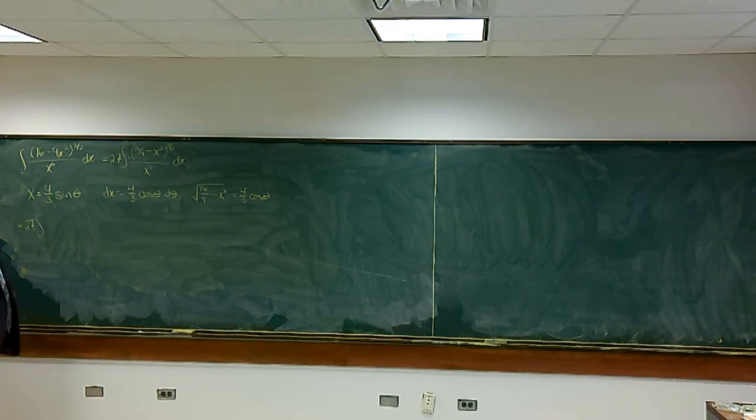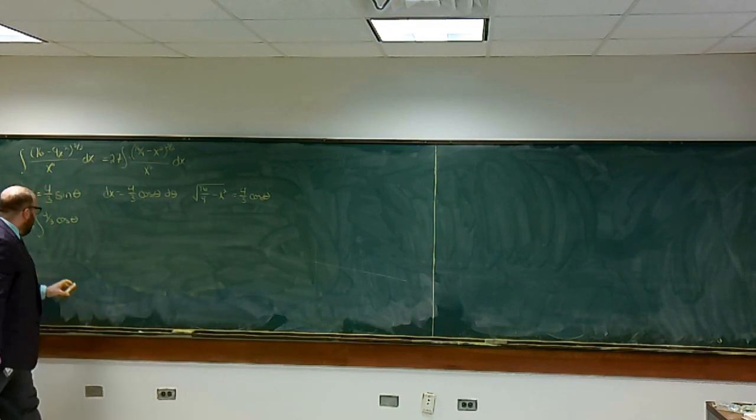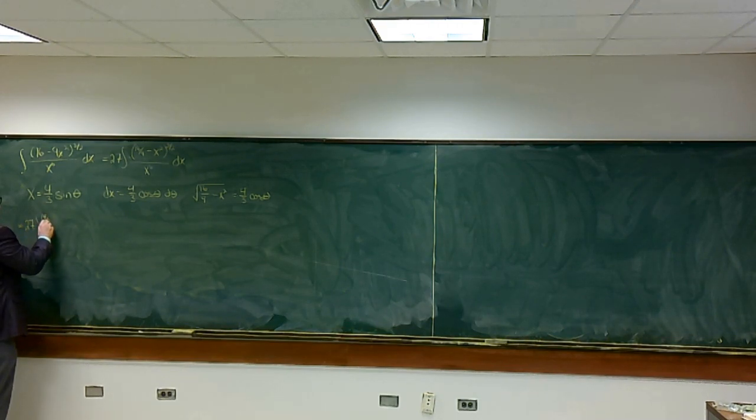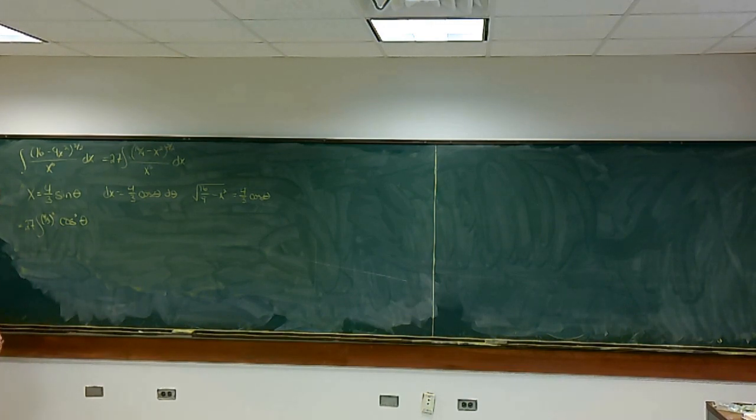So it would be 4/3 cosine theta, raised to the 3/2 power. Not third, third power. Okay. The third power, because this is the 1/2 power. Oh, okay. So let's just say 4/3 cubed times cosine cubed for right now.